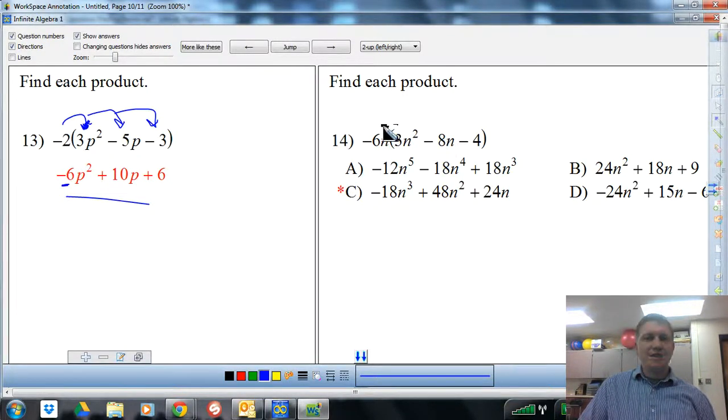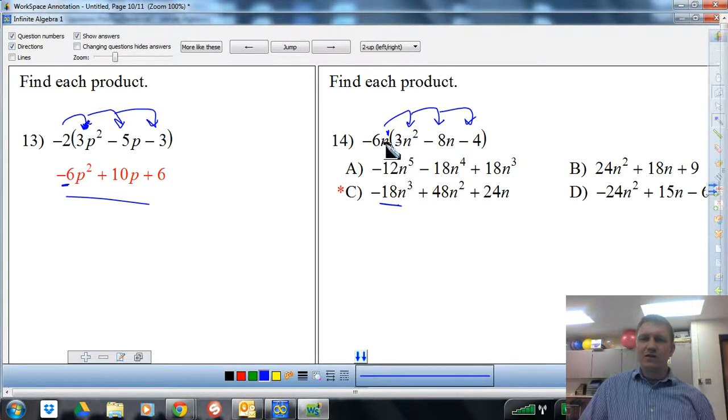Okay, this one, same exact thing. We're going to multiply. It's the distributive property. Okay, so then we're going to take negative 6 times, and we see that we get this term right here because n times n squared becomes n to the third. This is kind of like n to the 1 right here. Okay, so you add 2 plus 1, it's n to the third.